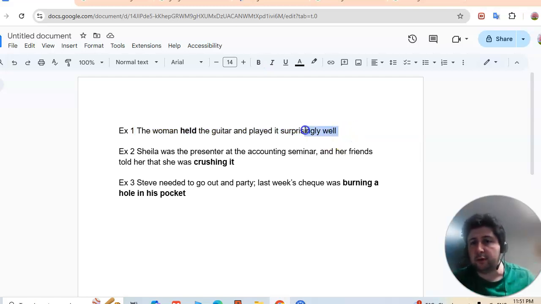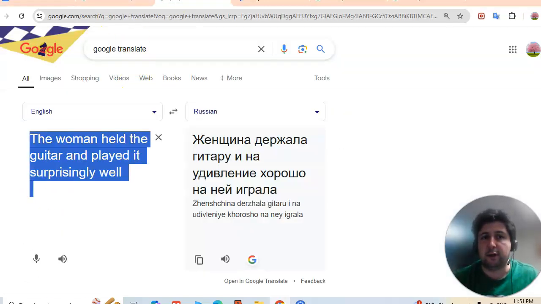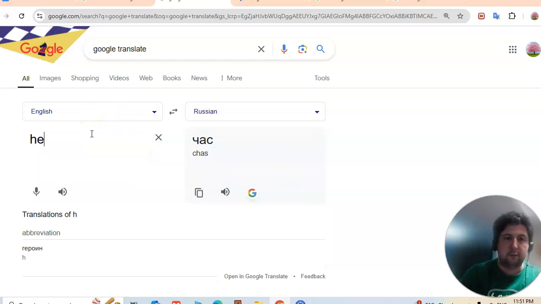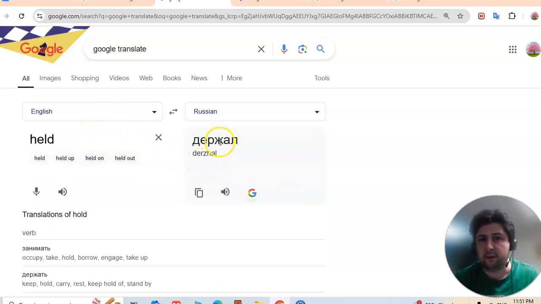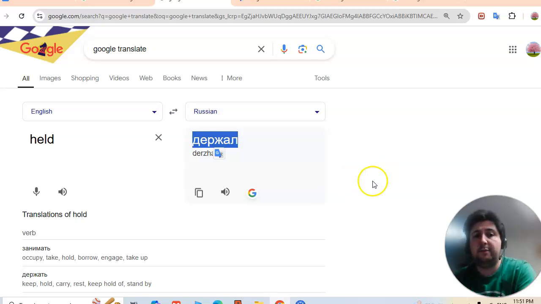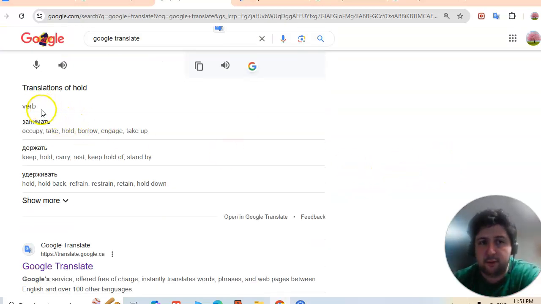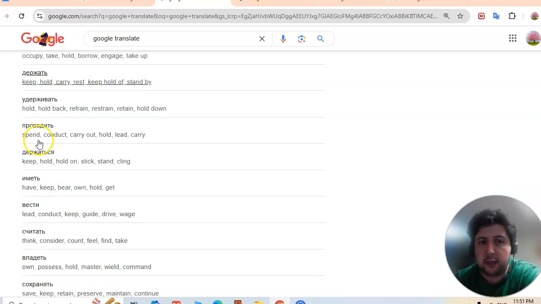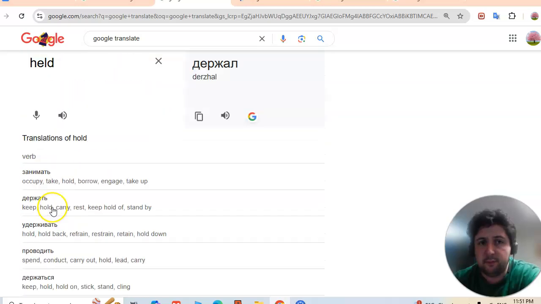Usually when you're an ESL student, when English is your second language, you're taking individual words and translating them. So you're looking at the word held and you're typing in held, right? But the word held can have many different meanings. Even over here, we've got a lot of different meanings of held.